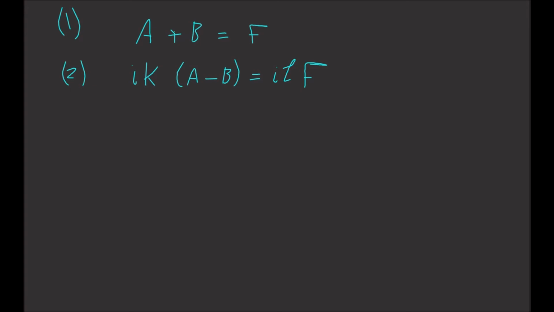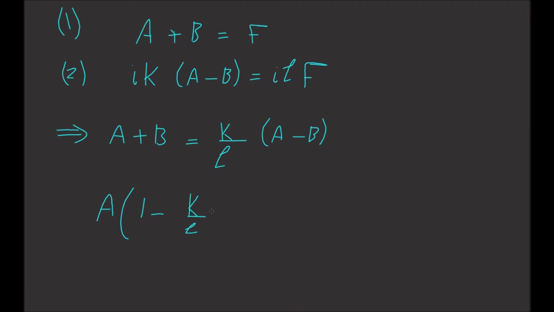Okay, making a substitution, we get a plus b is equal to k over L times a minus b. Putting like terms together, we get a times 1 minus k over L is equal to minus b times 1 plus k over L.